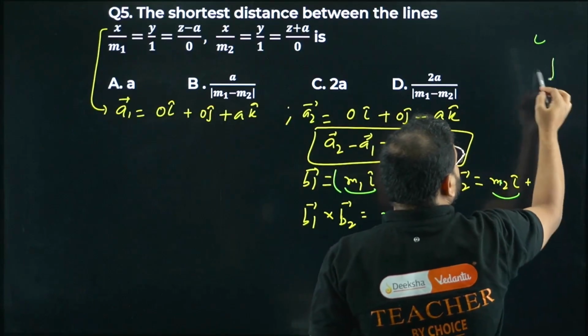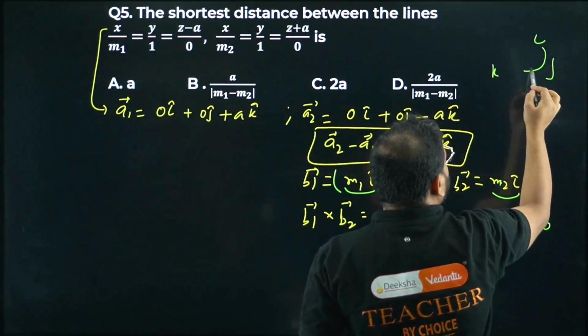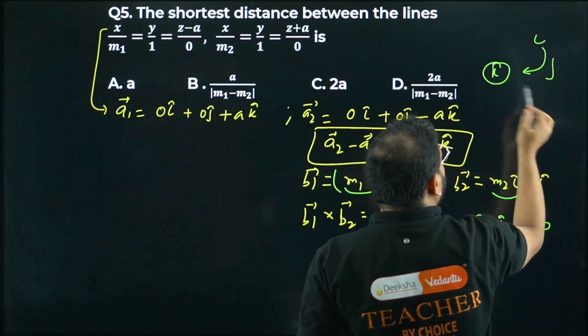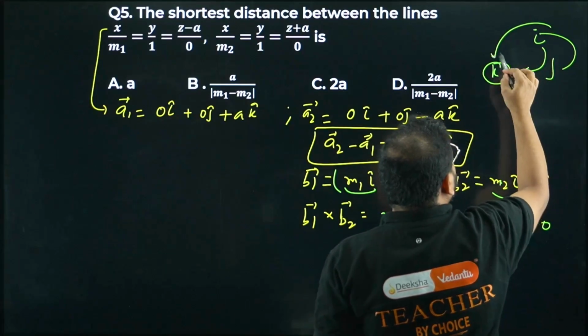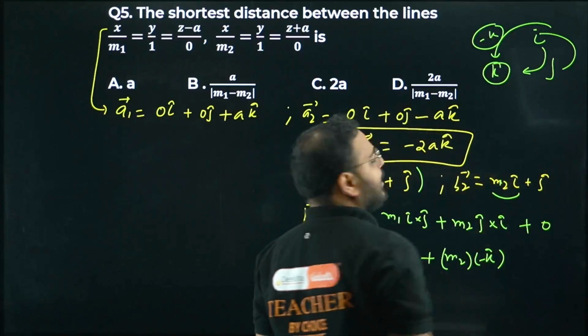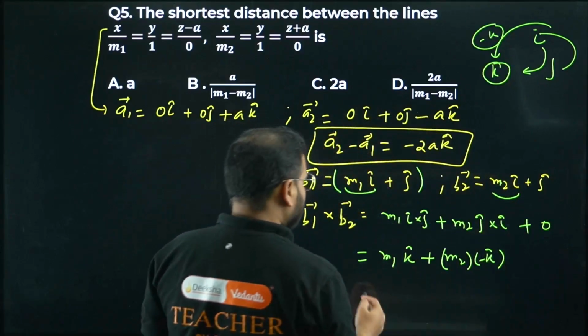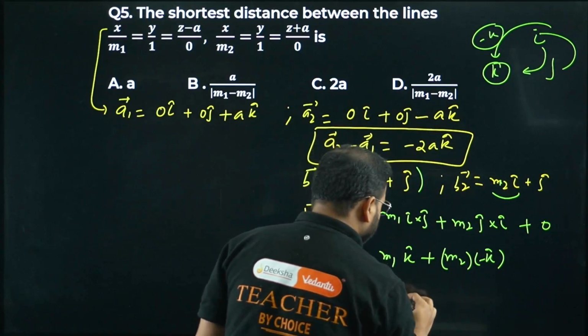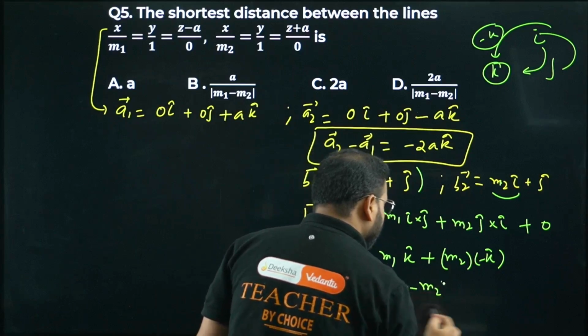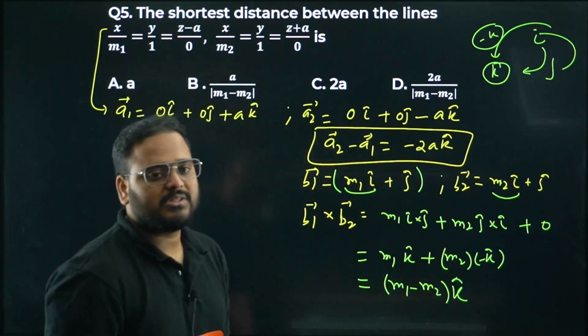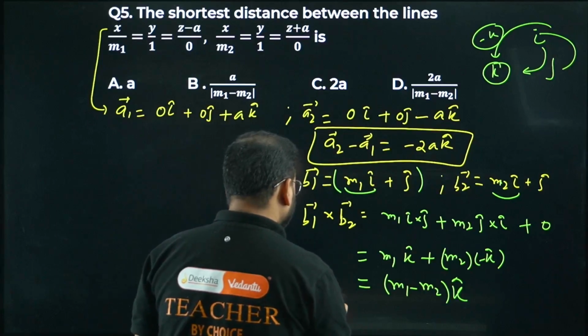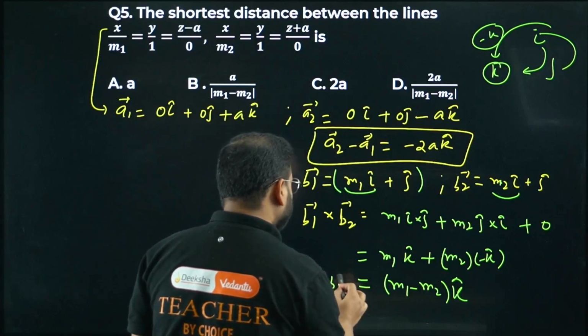Okay. Remember this, I cross j. So I, j and k. Go I cross j, you're gonna result with k. And if you go j cross I, you're gonna get minus k, right? That's why it's minus k. Take k common, what are you gonna get? m1 minus m2 times of k cap, right? I'm taking the k common, okay? This is the value of, please check, b1 cross b2.